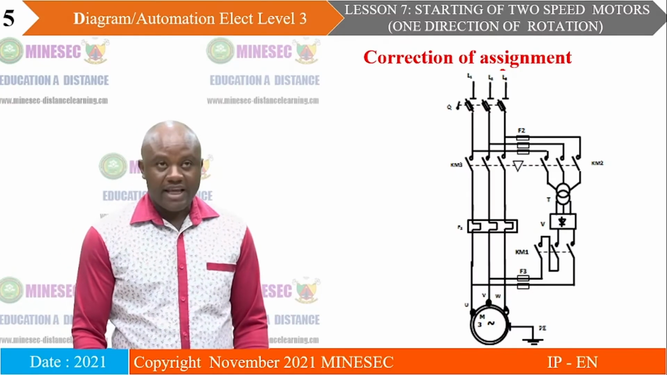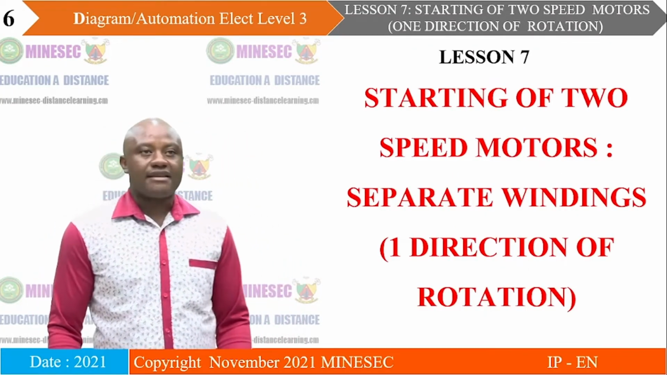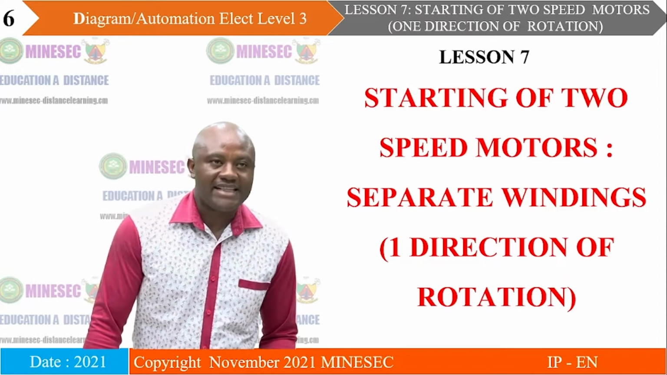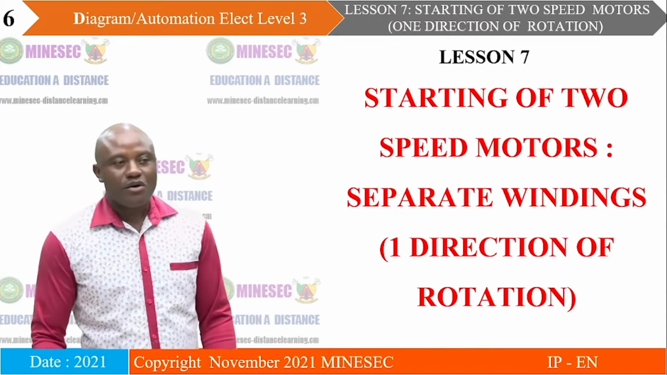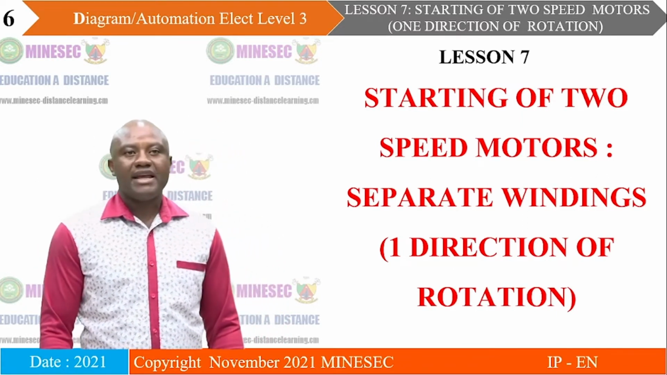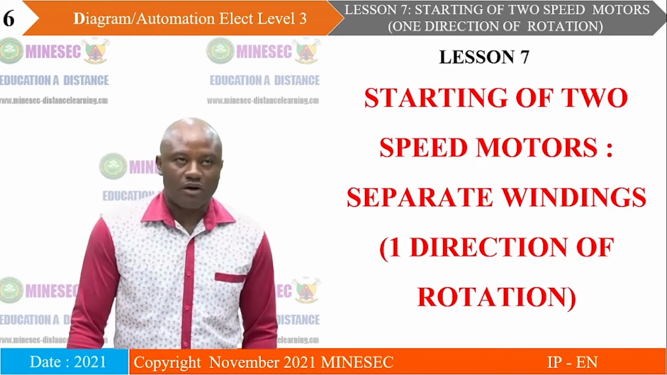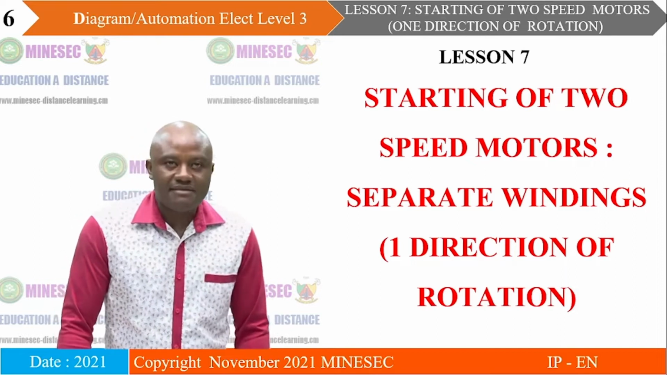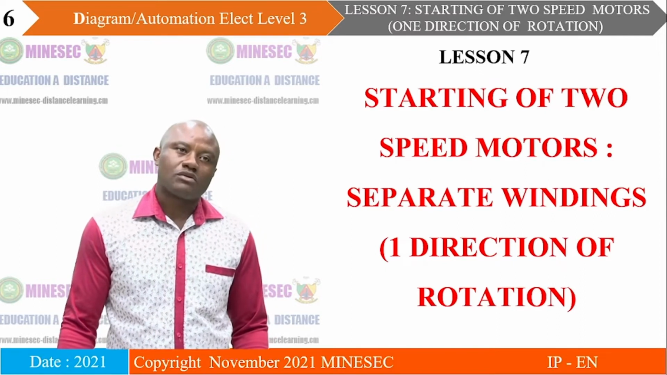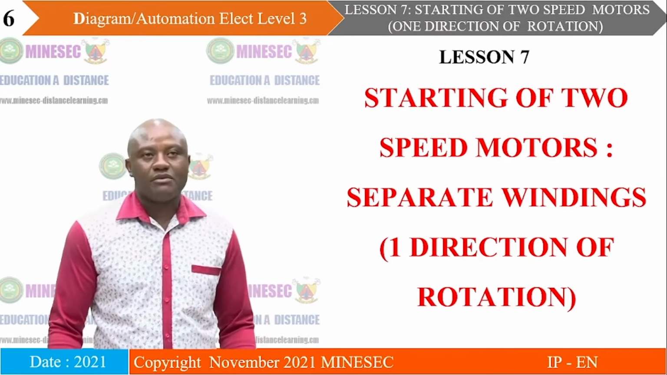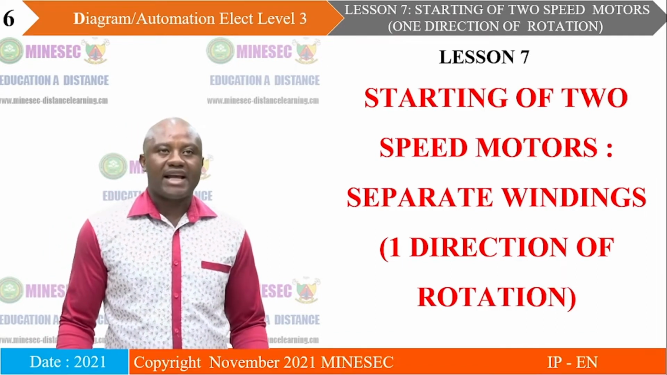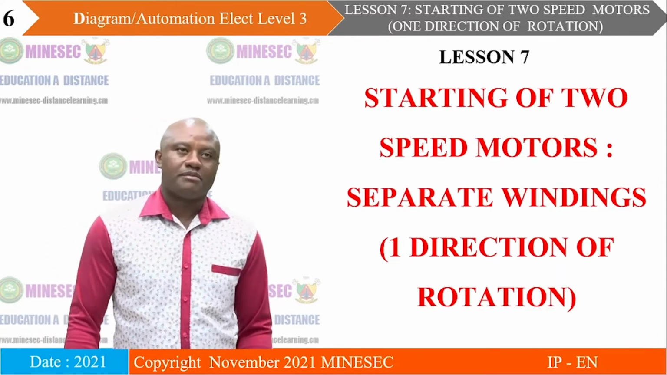Let's continue today with another lesson titled starting of a two-speed motor, simple winding, one direction of rotation. So you remember, we can have a two-speed motor. How can we operate a two-speed motor? Let's take an example: if you have a drilling machine, that's the type of motor that can work with two speeds. That means the high speed and the low speed. Let's look at how we can start this motor with two speeds.